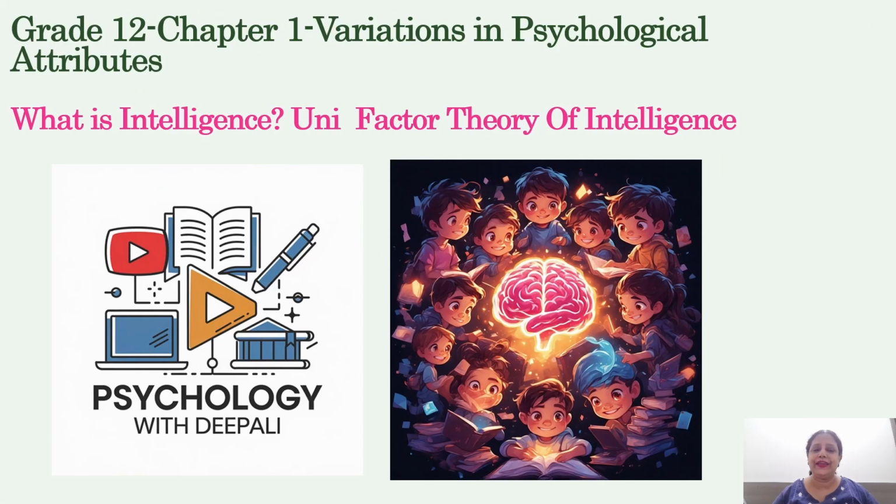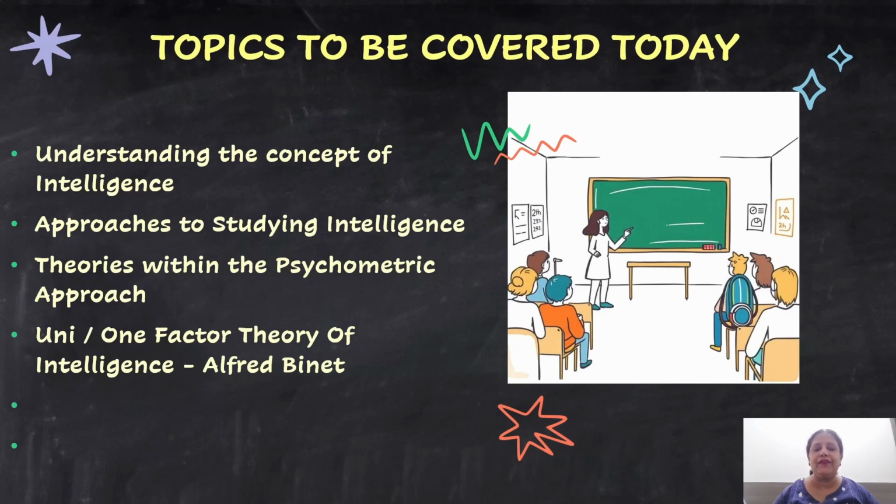Hello, everybody. Today we will be talking about Grade 12, Chapter 1, Variations in Psychological Attributes, as per the CBSE syllabus. We are basically going to talk about topics like what is intelligence and the Uni-Factor Theory of Intelligence. So, what are we covering today? In this video, we are covering the understanding of the concept of intelligence, what is intelligence, approaches to studying intelligence, the theories within the psychometric approach, and the uni or one factor theory of intelligence given by Alfred Binet.